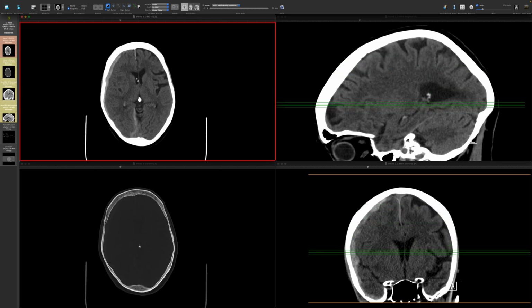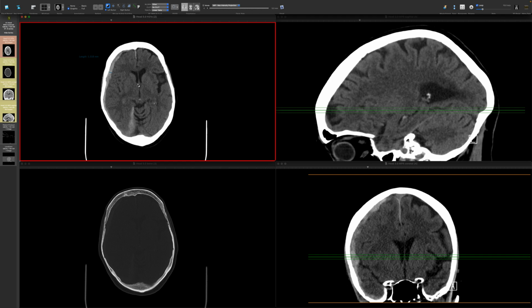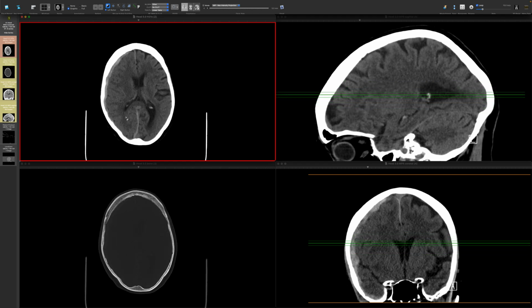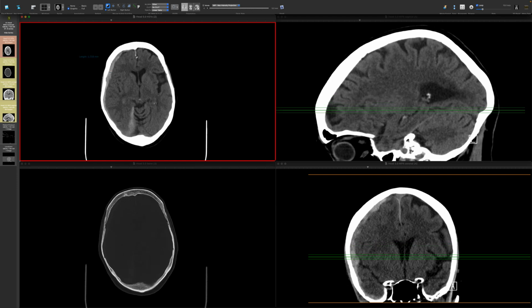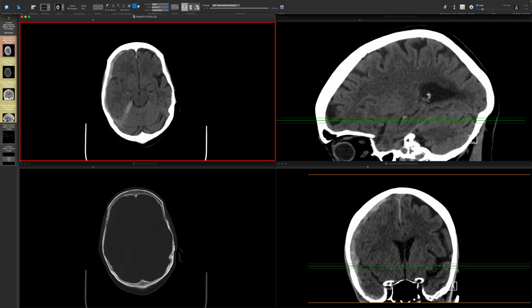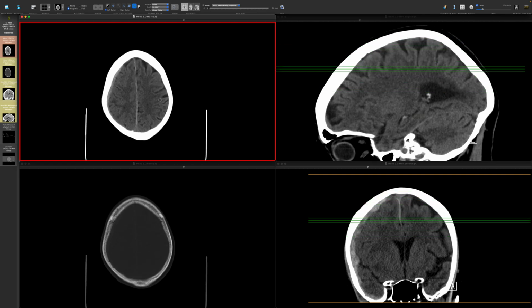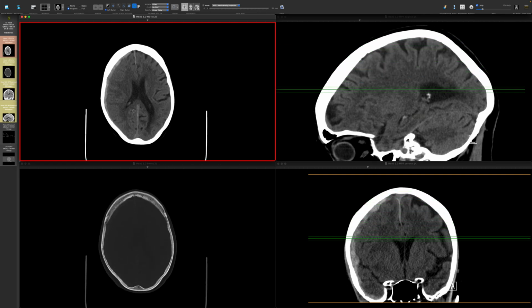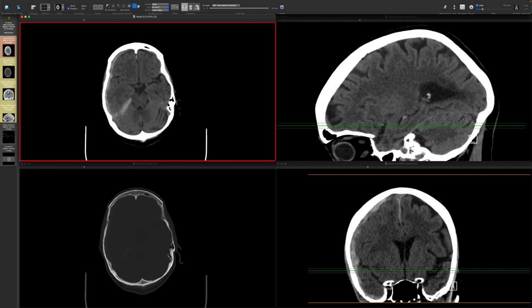There's a little bit of compression of the frontal horn of the right lateral ventricle, as well as the occipital horn of the right lateral ventricle and right ventricular atrium. There's a small amount of right to left midline shift, which if we measure at the level of the foramina of Monroe from anterior to posterior, we're getting a very small amount of midline shift, between 2 and 3 millimeters in this particular patient.